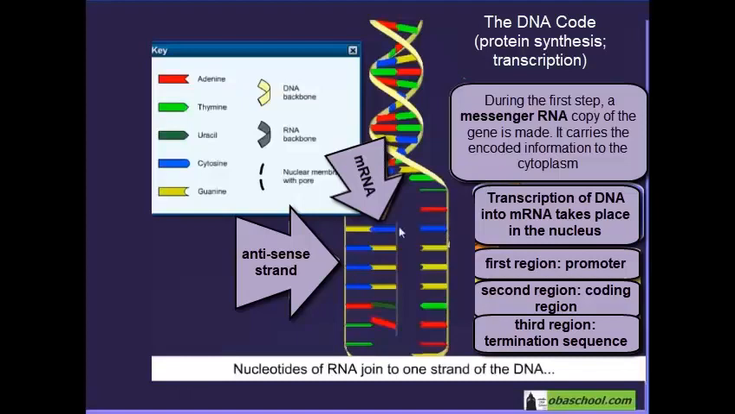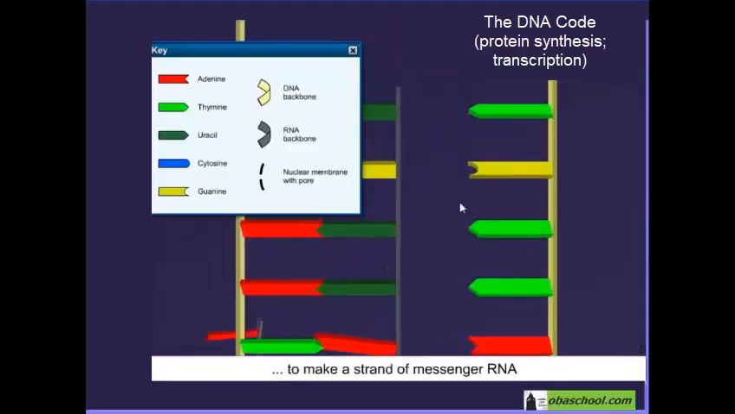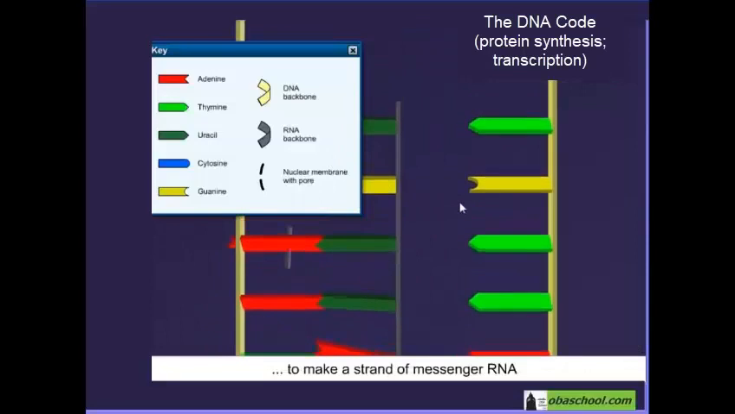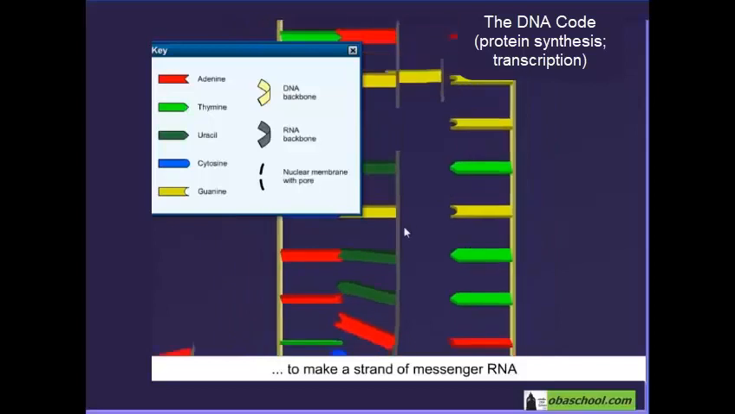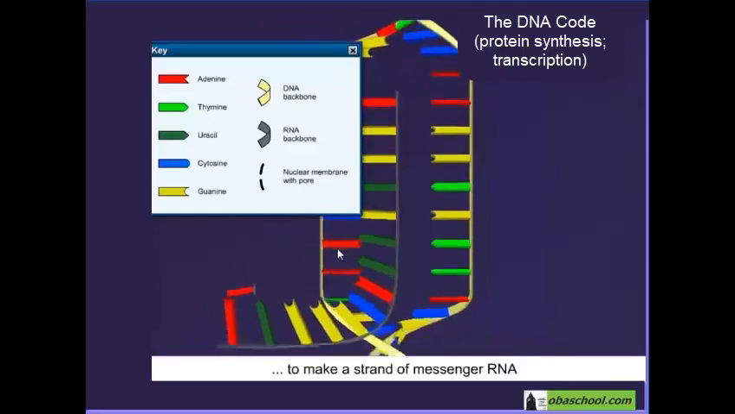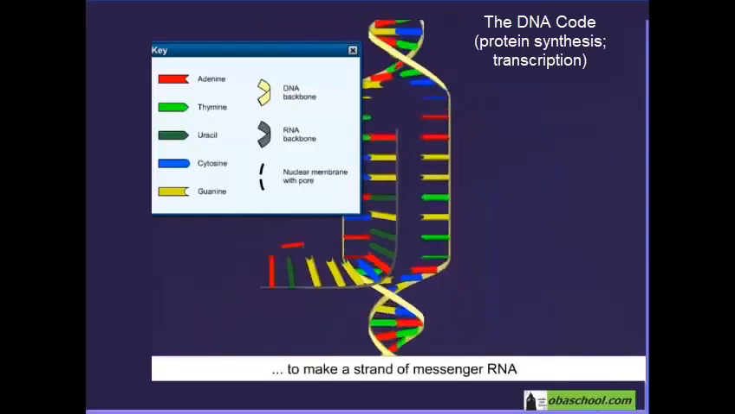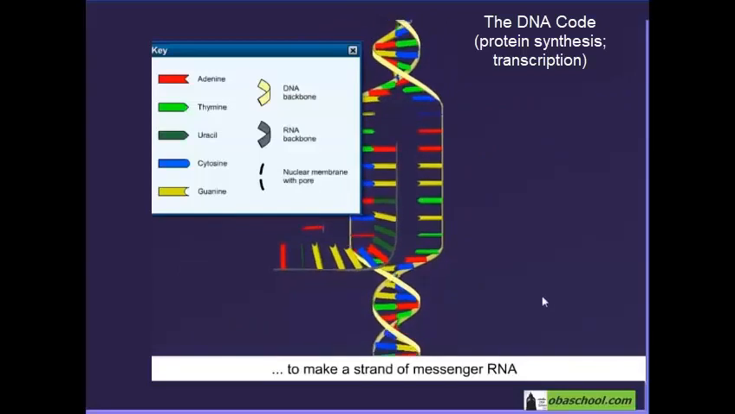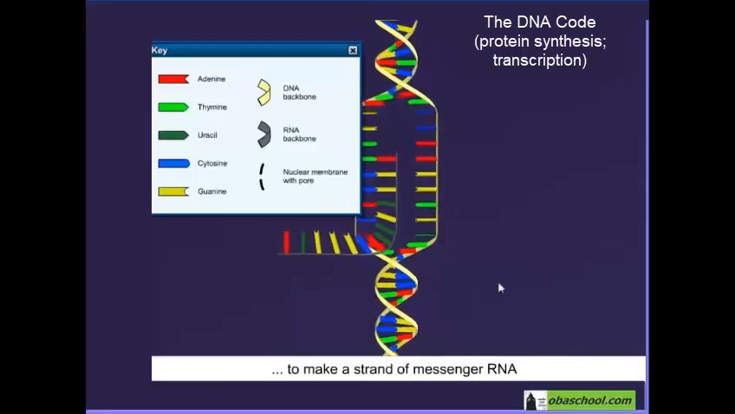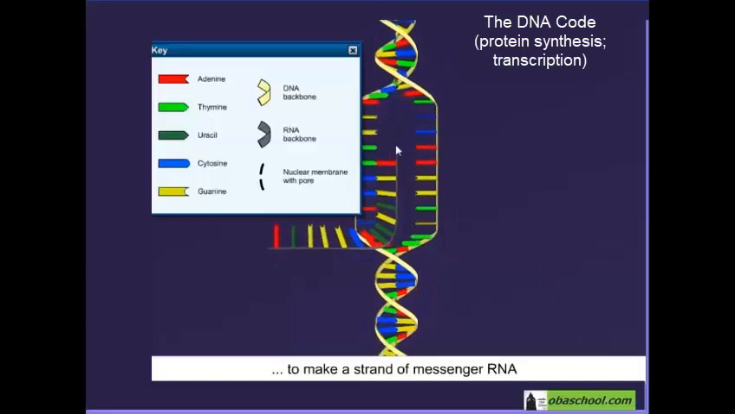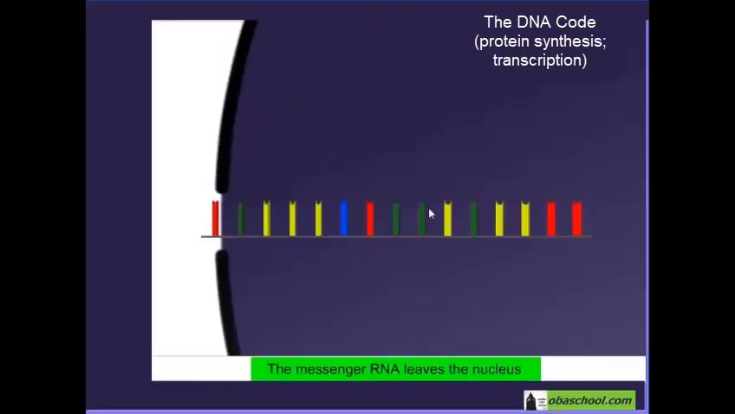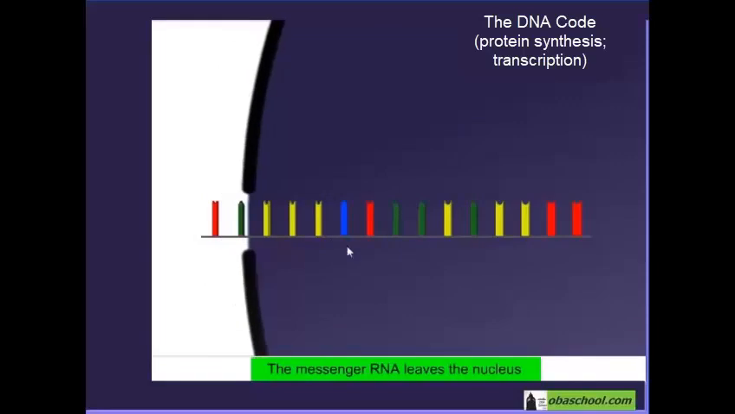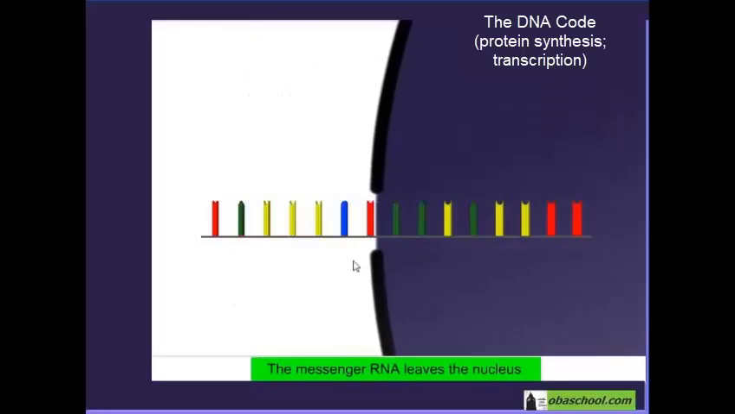So this was the process of transcription. We were synthesizing mRNA complementary to the coding region on the antisense strand. And now this mRNA can leave the nucleus to go into the cytoplasm, to go into the next step, which is translation, where it will make proteins. This is the messenger RNA, and this is transcription. Here it is leaving the nucleus into the cytoplasm.